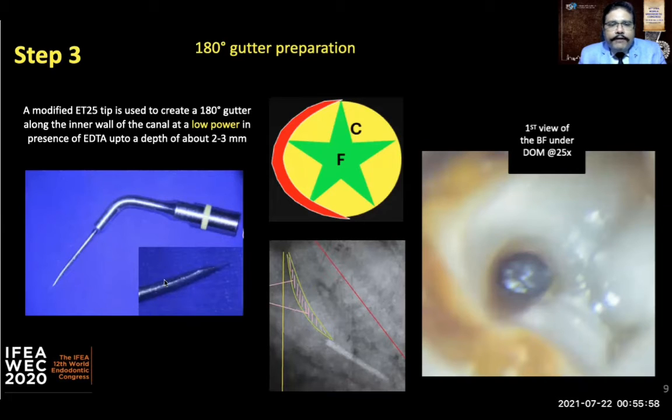After that, a modified ET25 tip of the chisel shape was used to create a gutter. But before creating the gutter, the file needed to be made visible. So here, this amount of the dentin was removed with the ultrasonics to make the separated file visible, and we could easily appreciate the inner wall of the canal that was in conjunction with the coronal end of the separated file. And with this chisel shaped modified ET25, we created a 180-degree gutter here, about 2 to 3 millimeters deep. In the presence of EDTA, the file was activated at a low power.